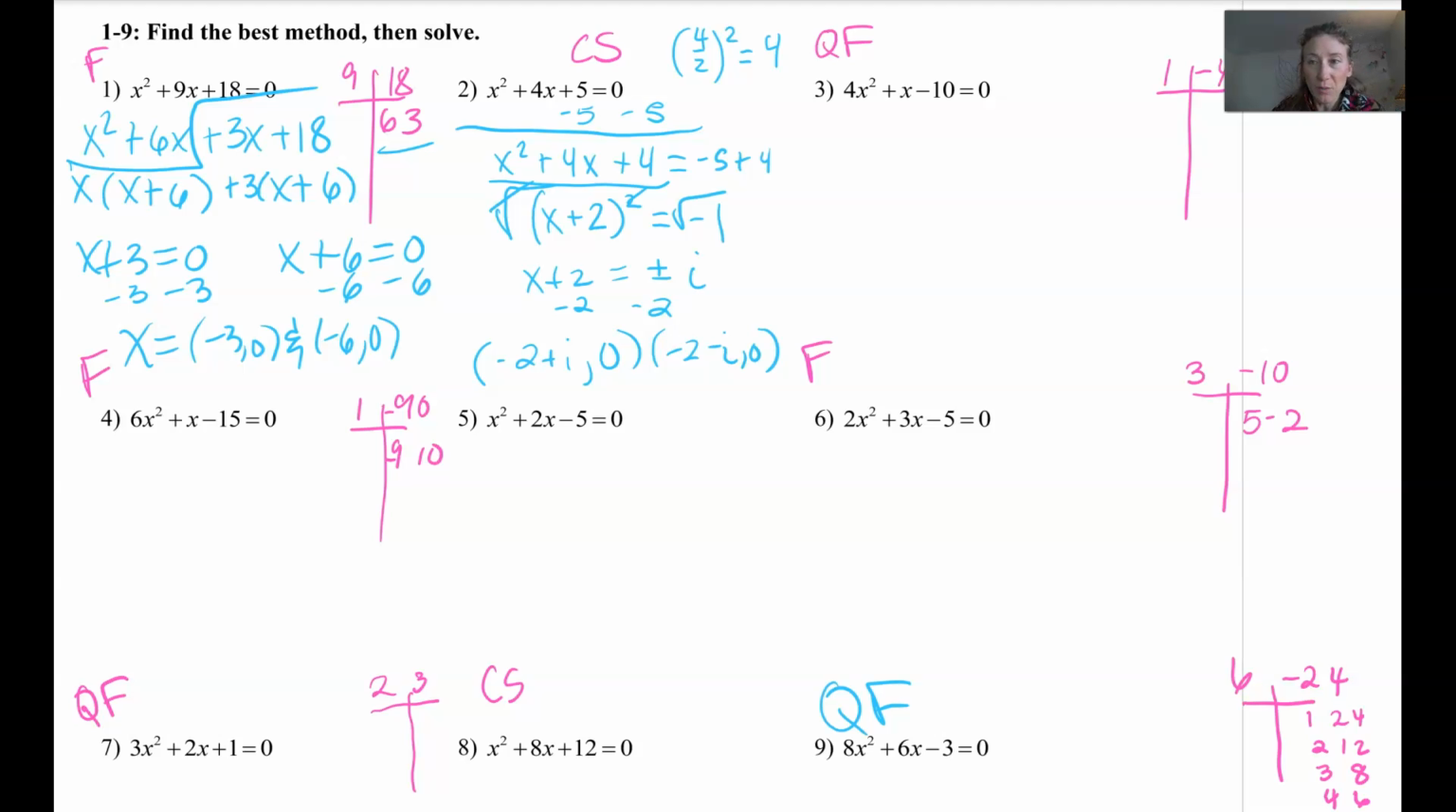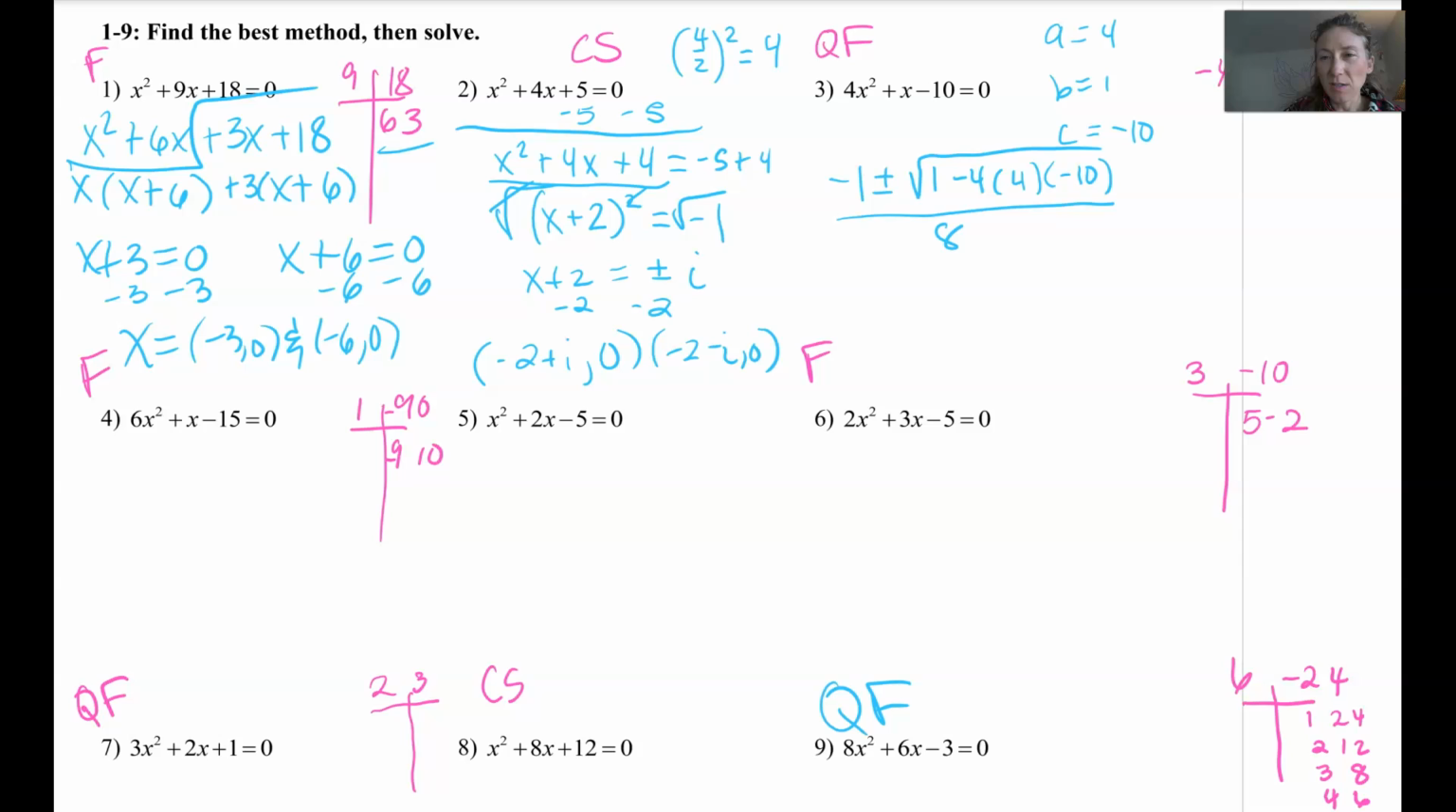Okay, and then number 3, we're going to do the quadratic formula. So I've got a is 4, b is equal to 1, and c is equal to negative 10. So that gives me negative 1 plus or minus 1 squared, which is just 1, minus 4 times negative 10, all divided by 2 times a, 8. So I'm deleting my side work over here so that I have more space to do my actual side work, which is the work inside the parentheses.